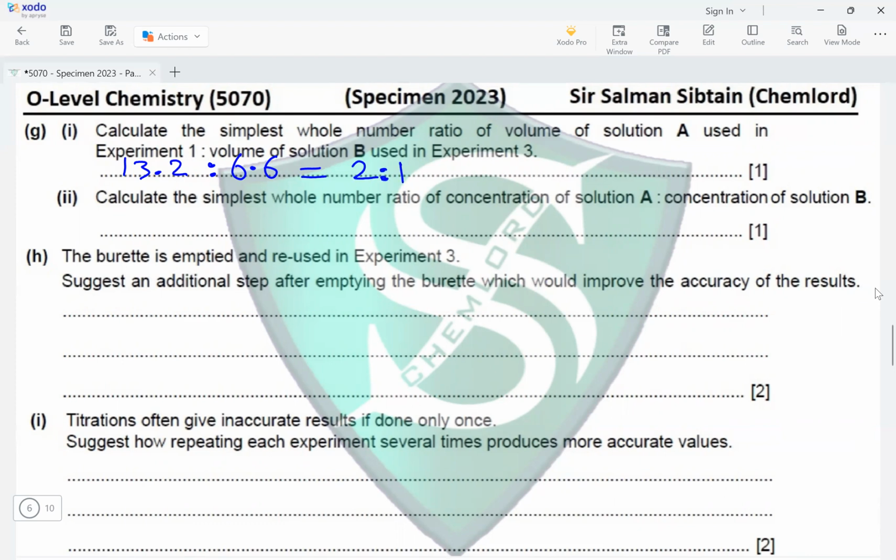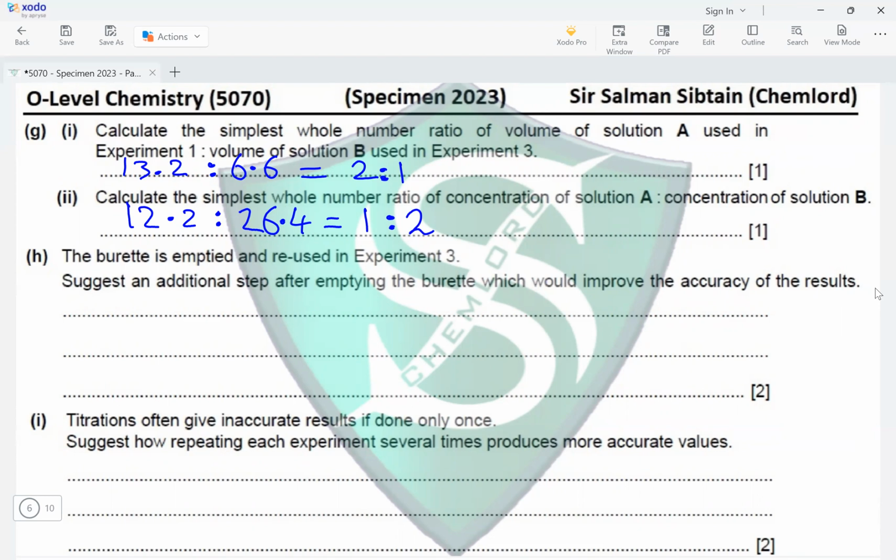Part 2. Calculate the simplest whole number ratio of concentration of solution A, which is again 13.2, to concentration of solution B. So the volume of solution B was 26.4. So if we divide 13.2 by 26.4, we get a ratio of 1 is to 2. So the ratio of A to B is 1 is to 2, and the ratio of A to C in the previous part was 2 is to 1. This is the same as the ratio of the concentration.